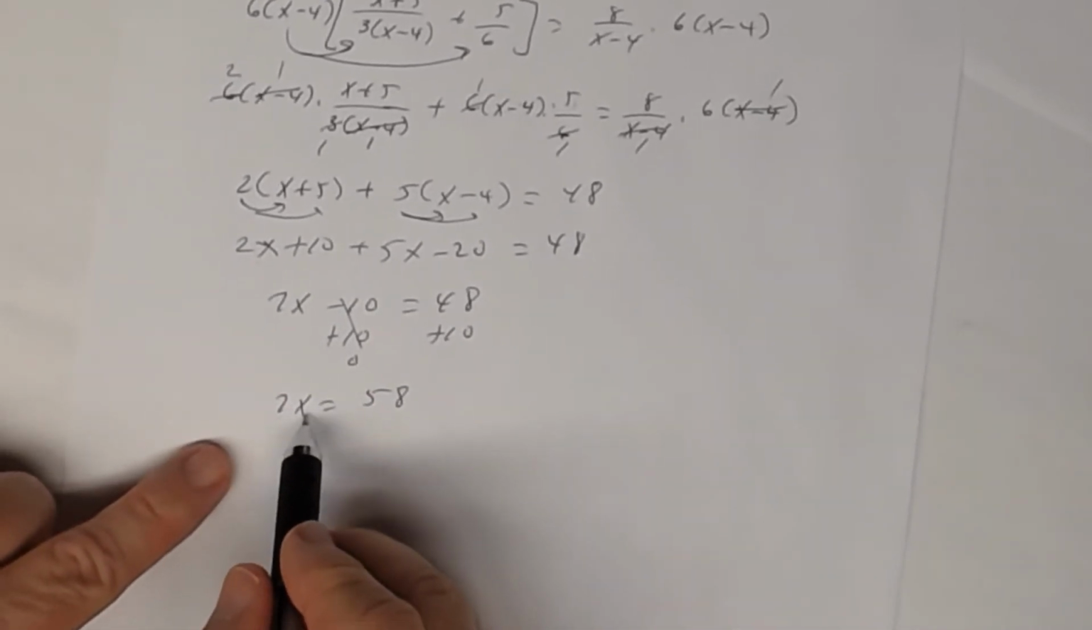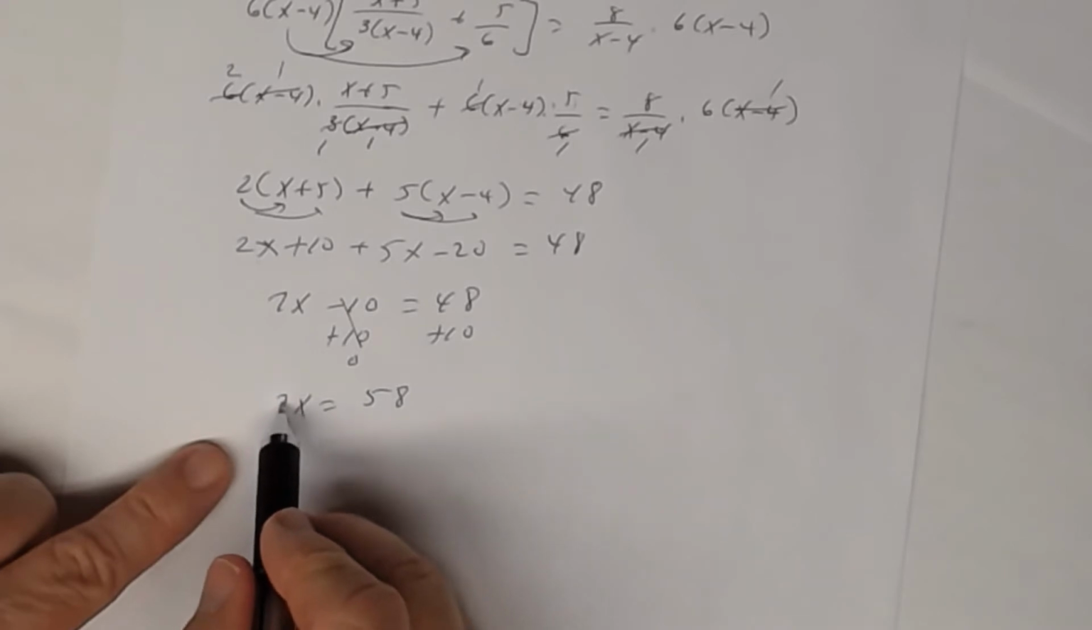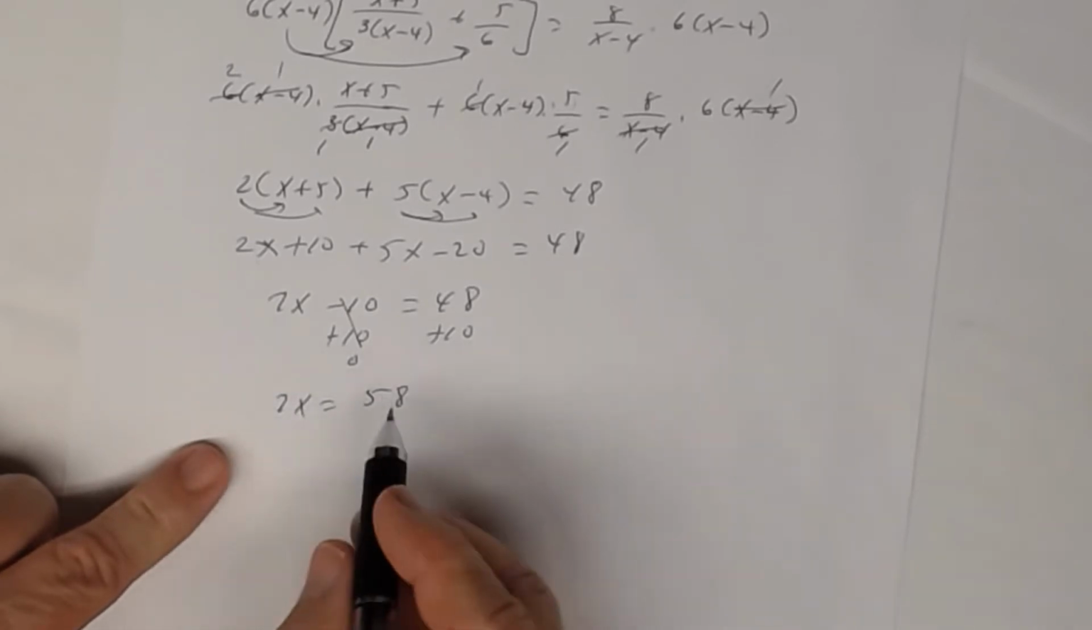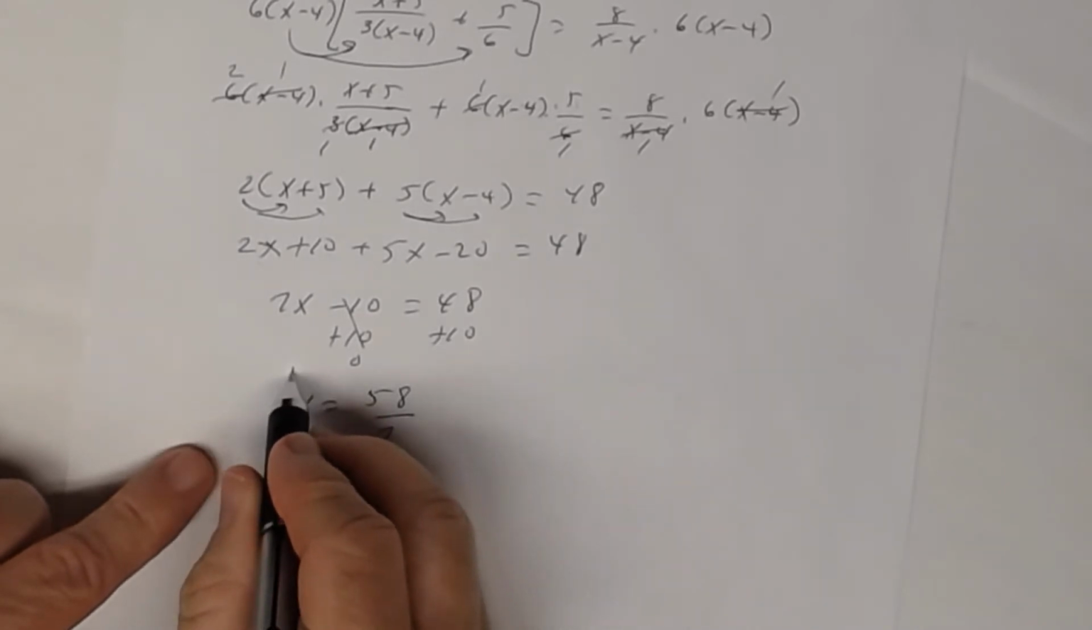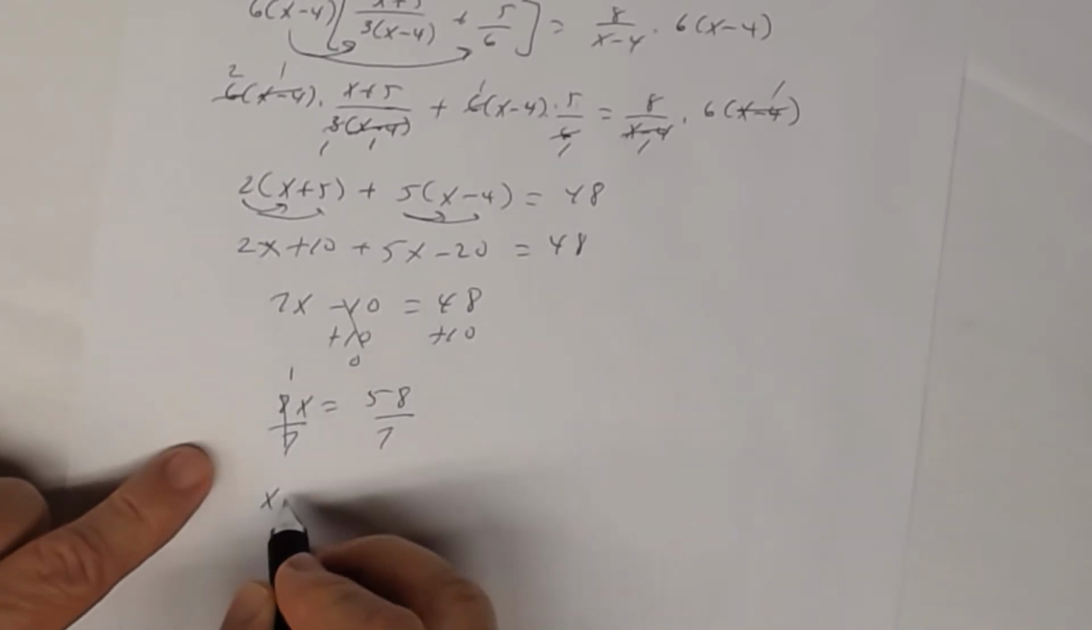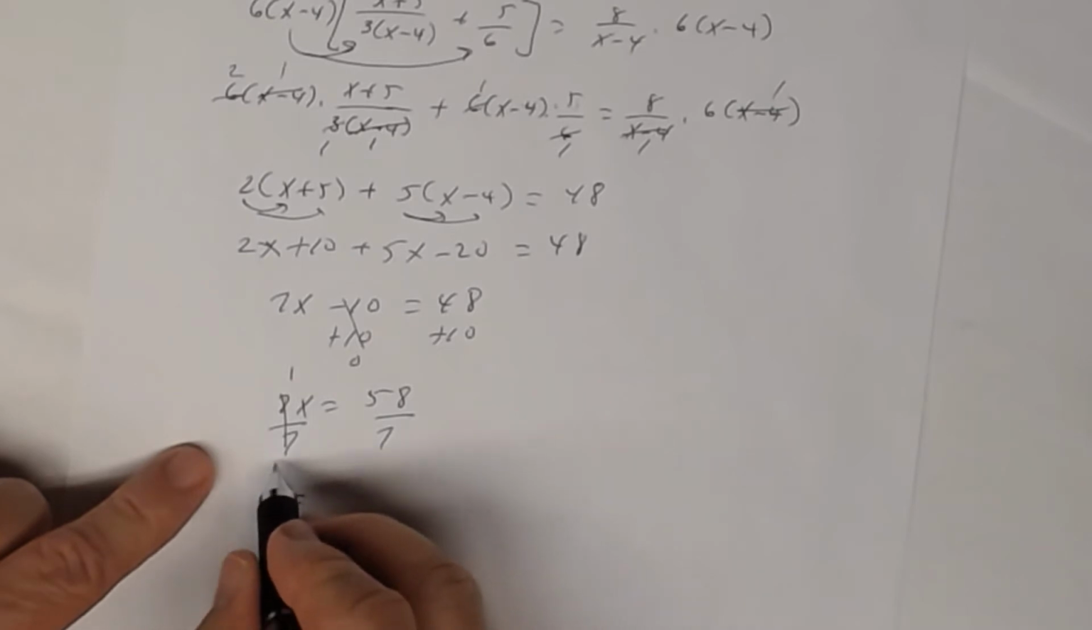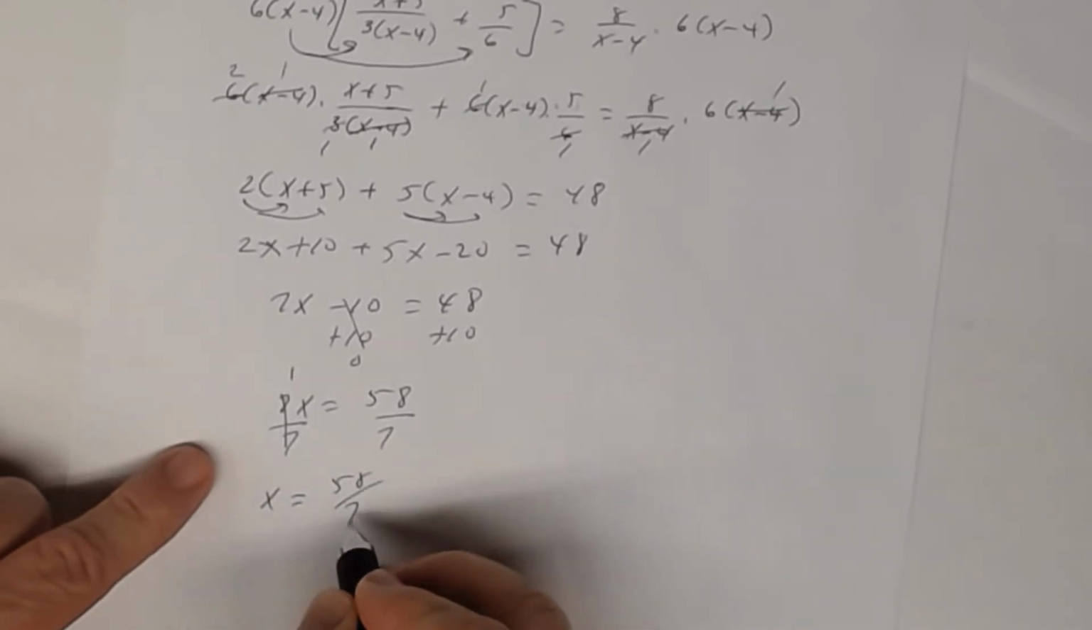And now notice that I'm multiplying x by 7, so the coefficient is 7. So the opposite of multiplication is division. So I'm going to divide both sides by 7, and 7 divided by 7 is 1. 1 times x is x. And so when I divide that, I get 58 over 7, which is reduced.